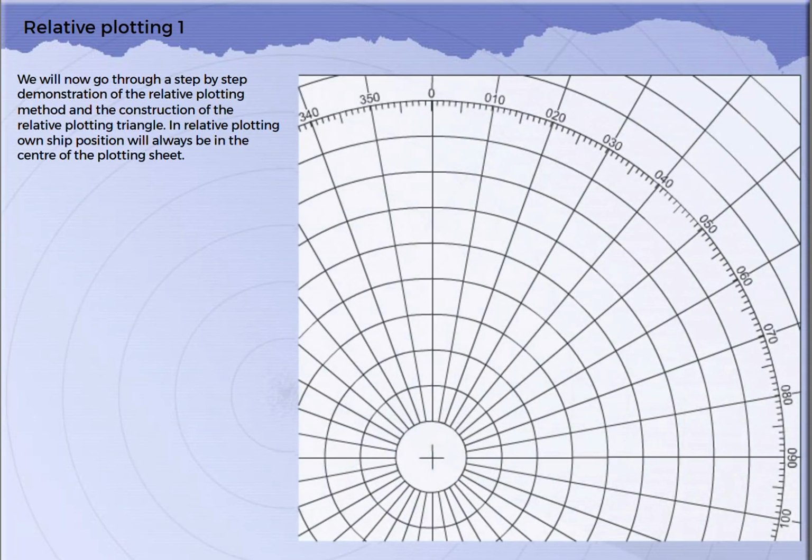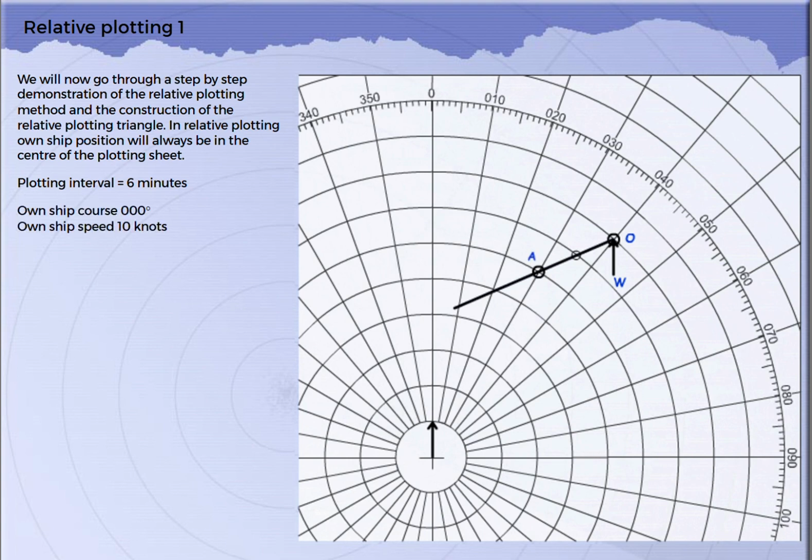We will now go through a step-by-step demonstration of the relative plotting method and the construction of the relative plotting triangle. In relative plotting, own ship position will always be in the center of the plotting sheet. A plotting interval of 6 minutes makes it easy to convert speed to length and vice versa. 1 ring on the plotting sheet is equal to 10 knots. To make things a little easier, we'll say that own ship course is 000 degrees and speed is 10 knots. The vector in the center of the plotting sheet represents own ship course and speed.